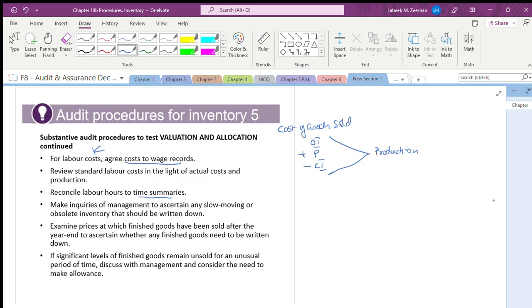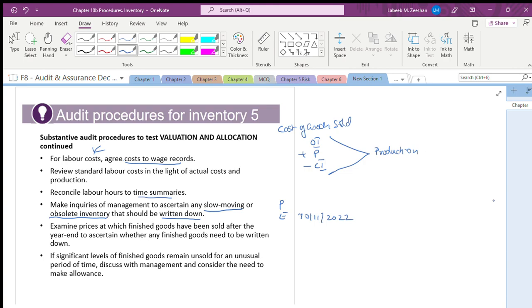Make inquiries to the management if there are any slow moving goods, obsolete or old goods, or goods past the expiry date, which should be written down. You have the packing date and the expiry date. People will say that yes, the expiry date is going to be 10/11/2022. After that, you will not get access to that. This is what we are talking about in terms of slow moving goods, obsolete goods, and how they have to be written down.